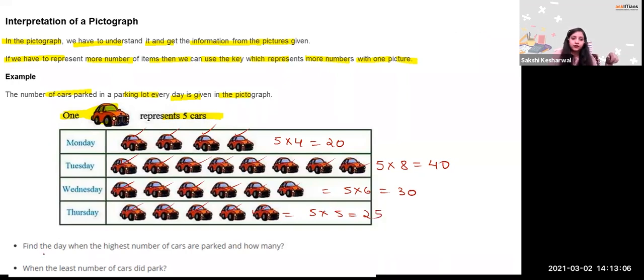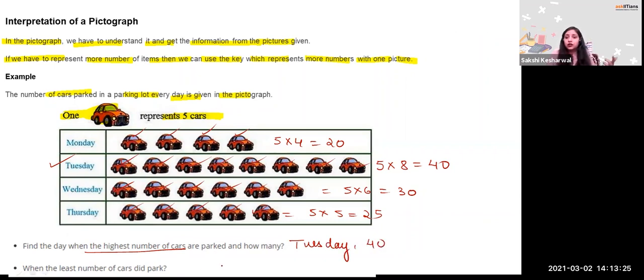Thursday. Now find the day when the highest number of cars were parked and how many. So the highest number is parked. You can see the first question by looking at the picture. There was 8, so it's Tuesday, right? And how many? It says 40, right? We just did the calculation.